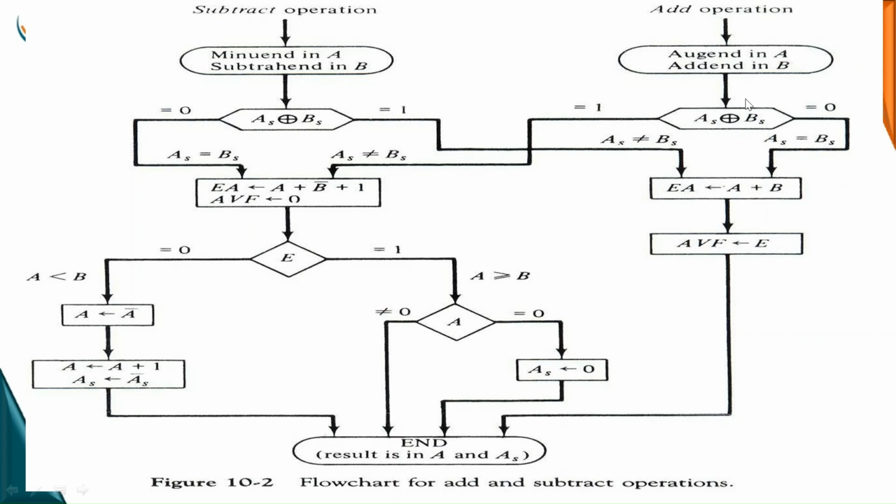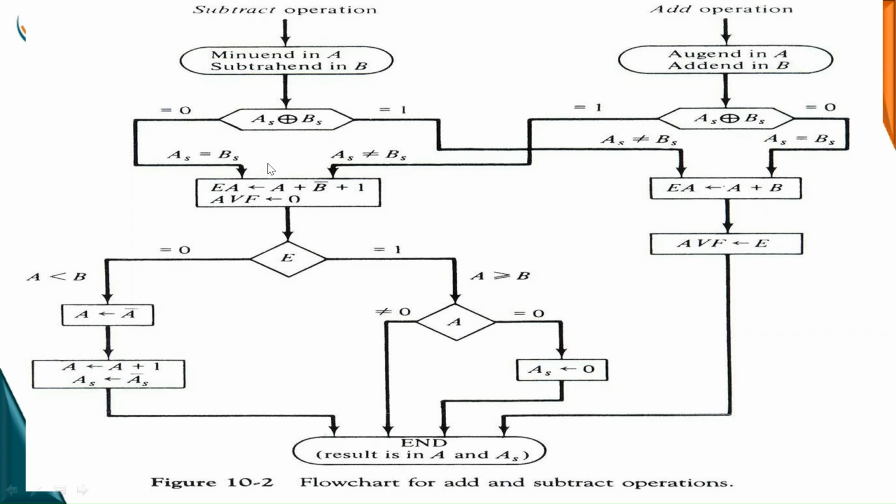If both the signs are positive or both the signs are negative, then this output will be 0, right? So in that case, we need to add the magnitudes. Similarly, if the signs are different, then we need to perform a subtraction operation, so it goes to the subtraction side. Similarly, at the subtraction side, if the signs of both the operands are different, then we need to perform an addition of the magnitudes. If the signs of both the operands are the same, then you need to perform the subtraction operation.